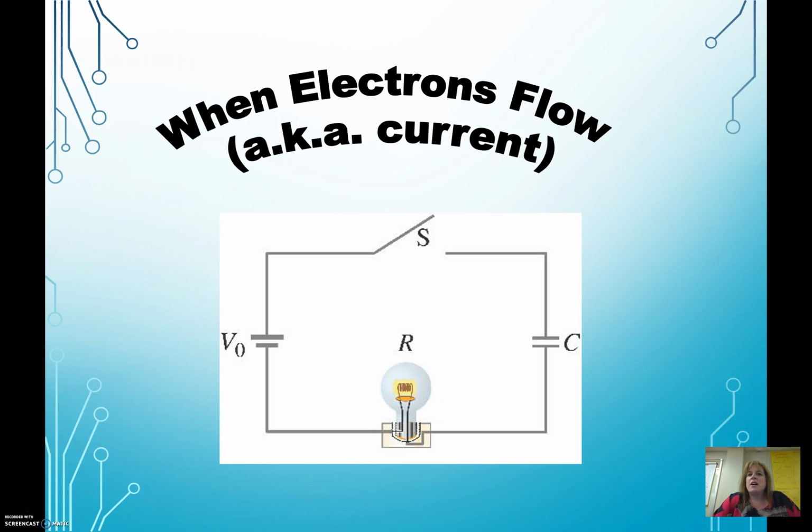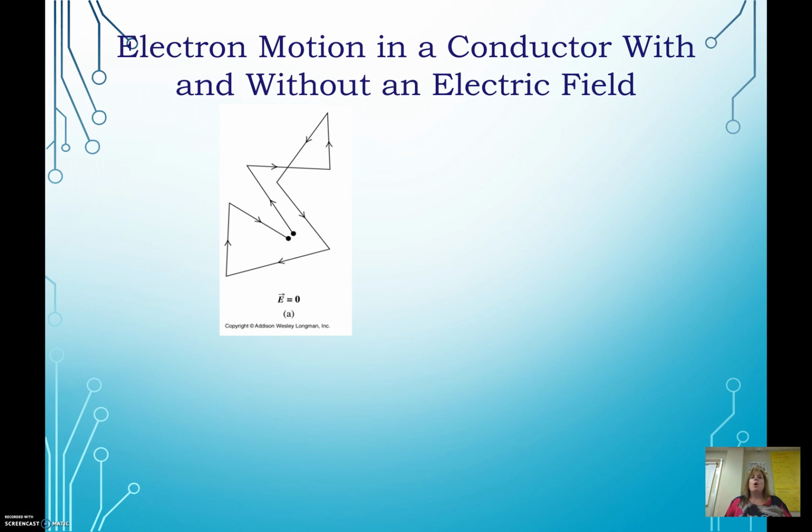In our first video on circuits, we're going to talk about why electrons flow. Why do we get current that does things like light bulbs or run our calculators? Well, if you think about what's going on in a conductor, the electrons are free to move. Conductors are metals, so there's a sea of electrons, and the electrons are just randomly moving around.